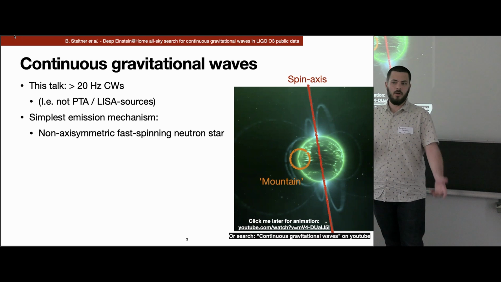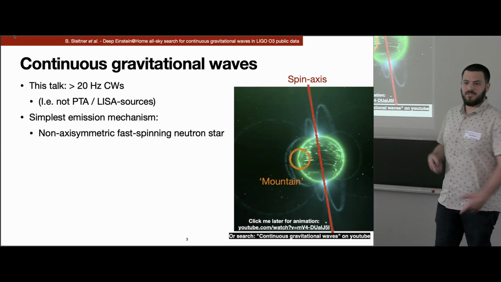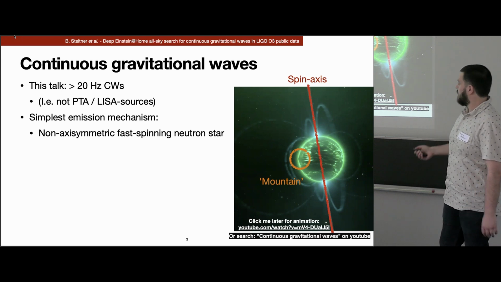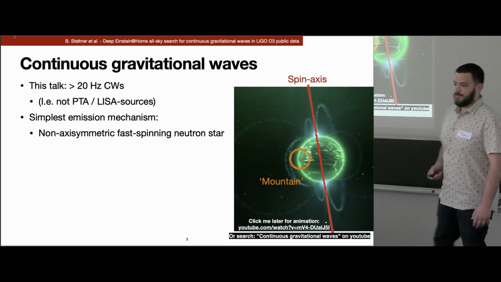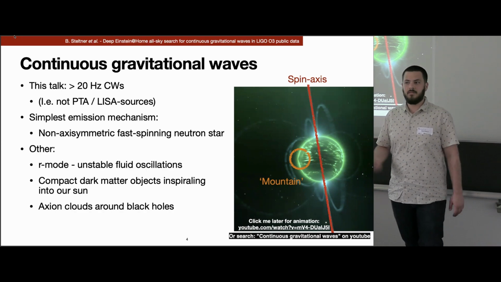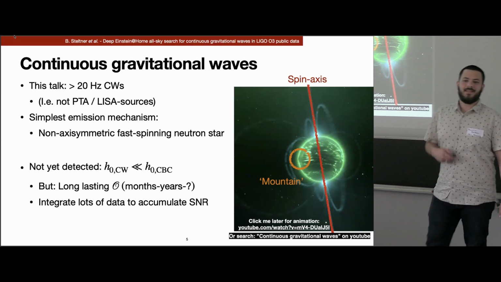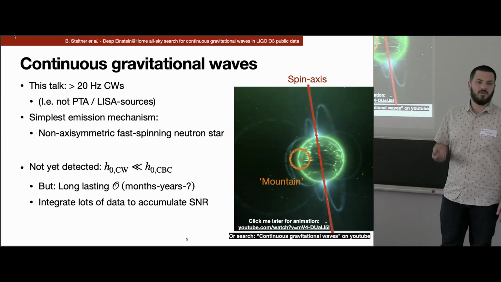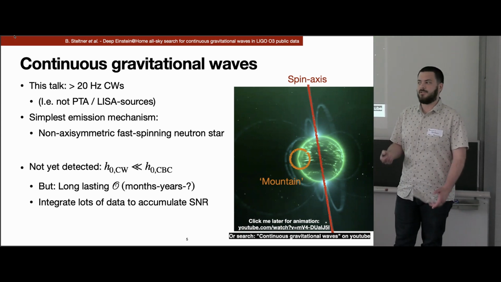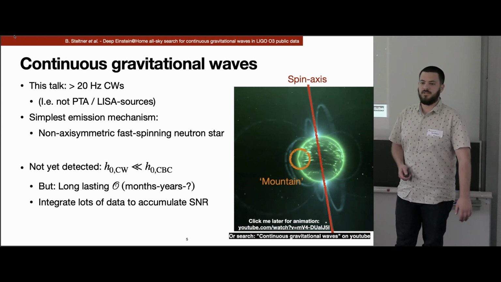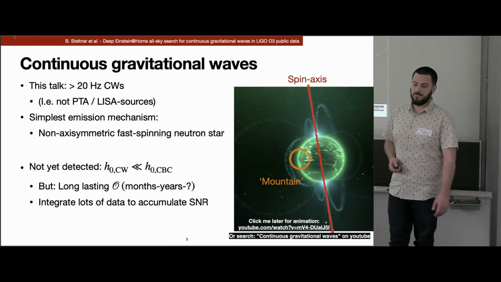We already heard the most promising emission mechanism are probably these non-axisymmetric fast-spinning neutron stars, which have like a bump, not aligned with the spin axis. So there are other emission mechanisms which I, however, will just ignore. They have not yet been detected, and this is mostly due to the reason that the gravitational wave amplitude of the continuous waves is orders of magnitude lower than the detected CBC events, which makes sense since the masses involved are also so much smaller.